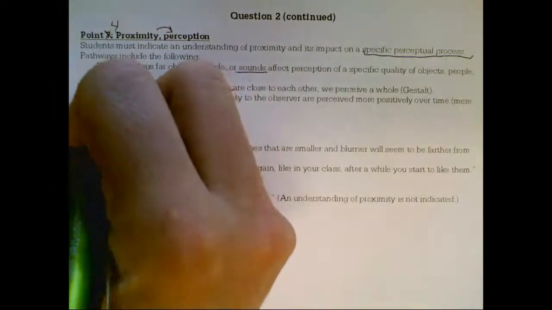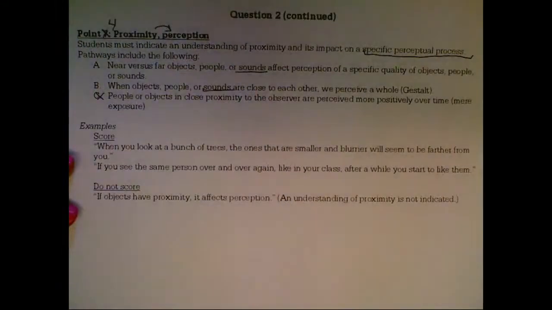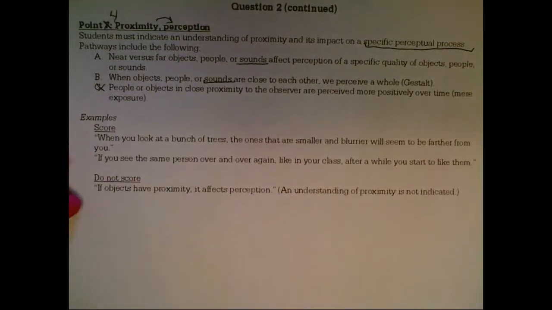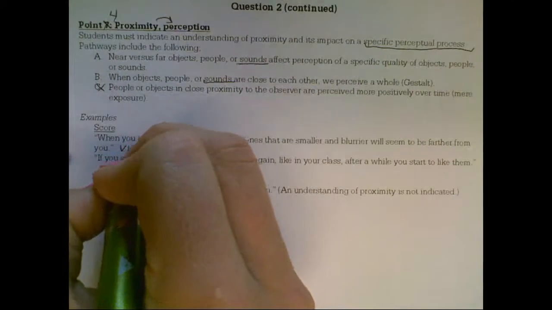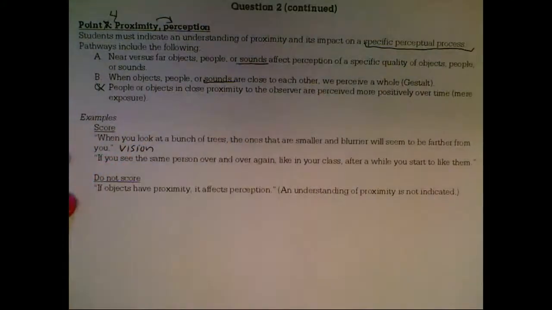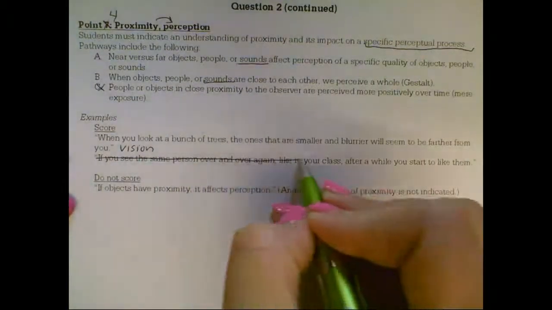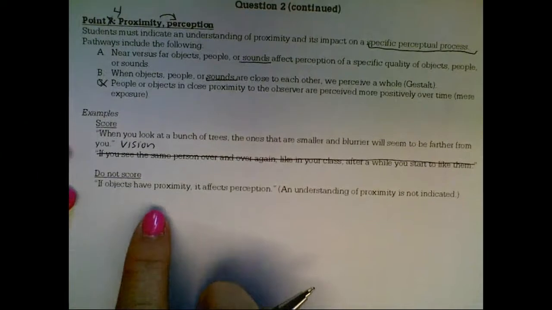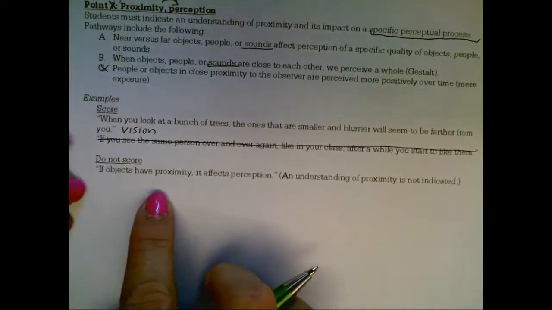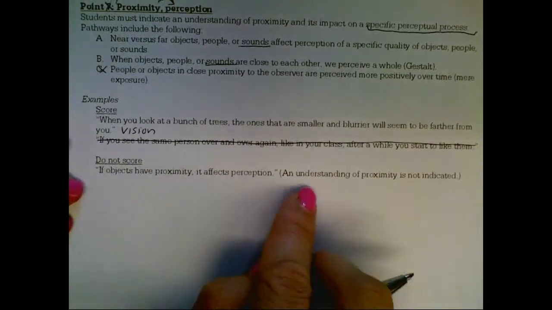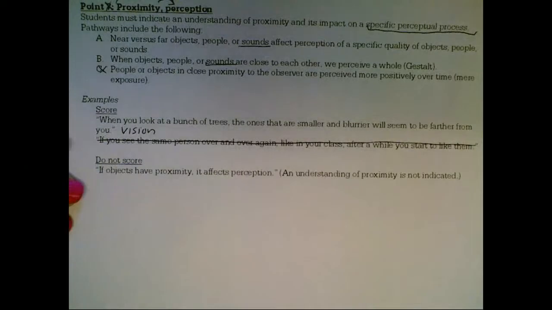So this one we actually haven't gone over yet. Okay, so score. When you look at a bunch of trees, the ones that are smaller and blurrier will seem to be farther from you. So this would be vision. If you see the same person over and over again, like in your class, after a while you start to like them. We have not talked about this yet. Do not score. If objects have proximity, it affects perception. All right? An understanding of proximity is not indicated.